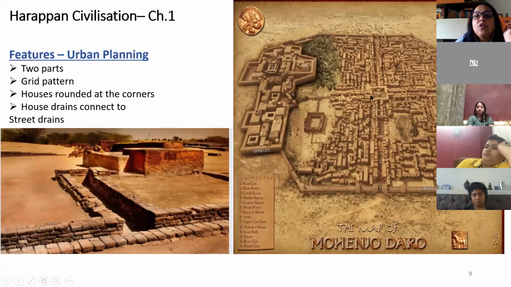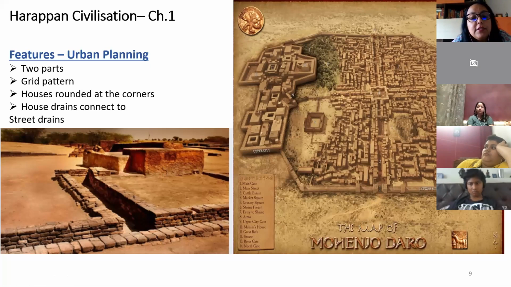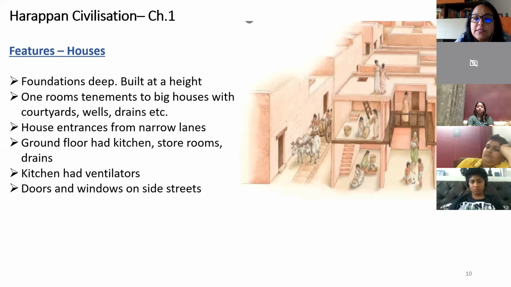And the houses at the corners of the streets were rounded. Whichever house was at the corner, that was rounded. The wall was rounded to enable the carts to pass easily. These many features you need to remember about the town. Now we will see about the features about the houses.